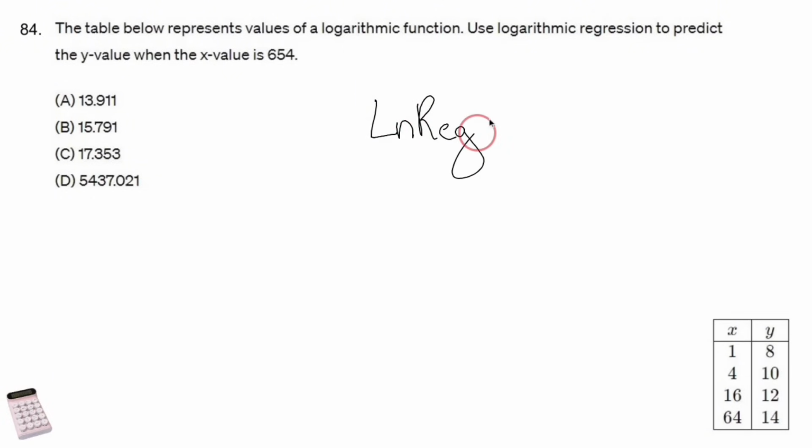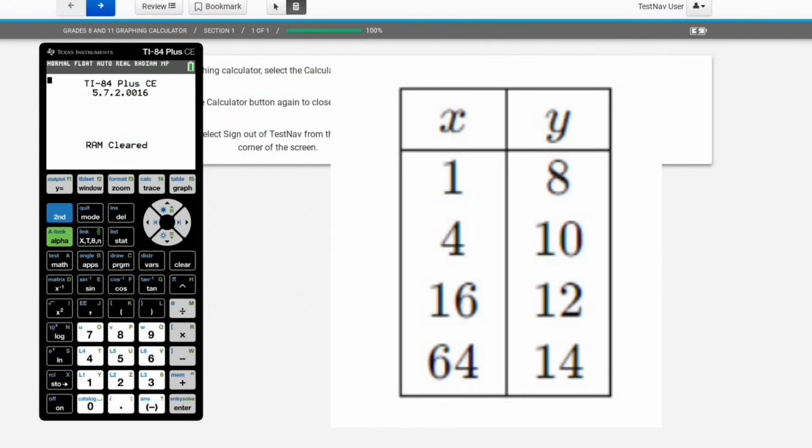What that's going to give me is some gross-looking ln problem. I'm not going to write it down. I'm not going to save it. I'm just going to store it and then plug in 654 and see what happens. Be right back. All right, ln reg is just like any regular regression, okay?